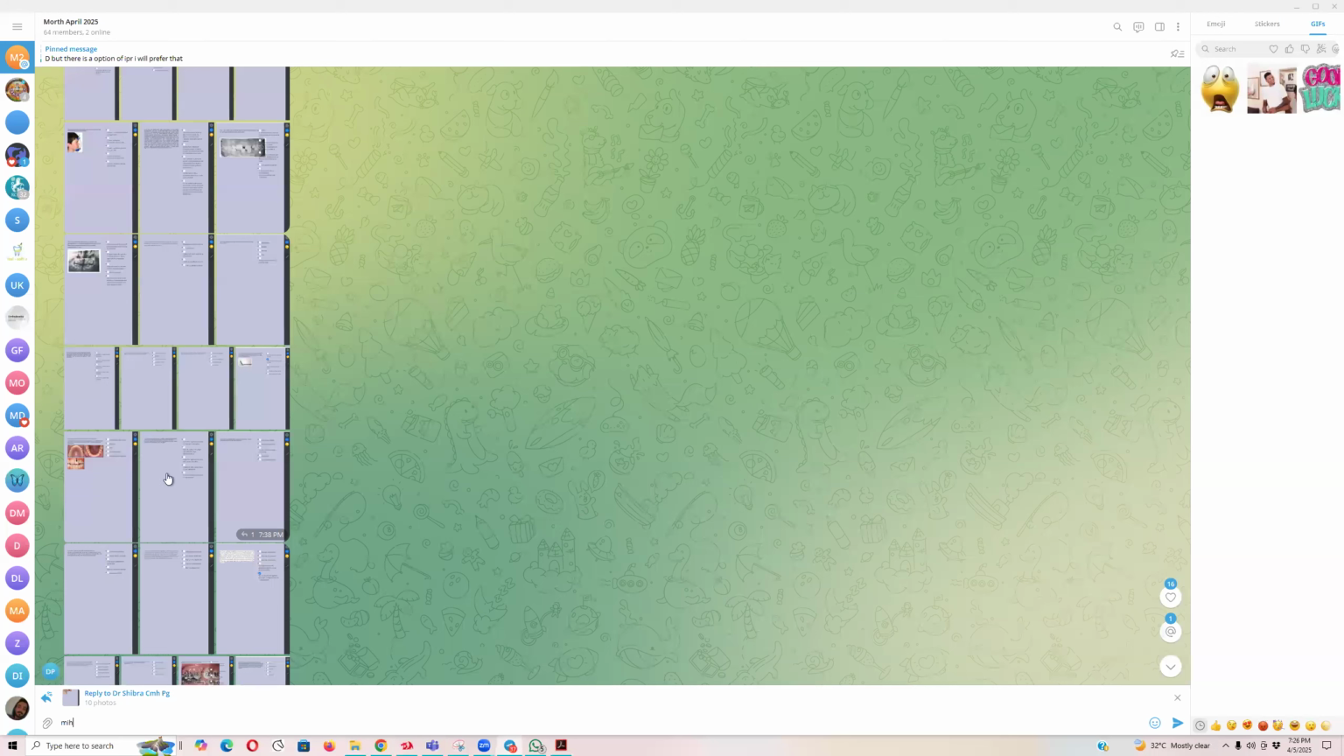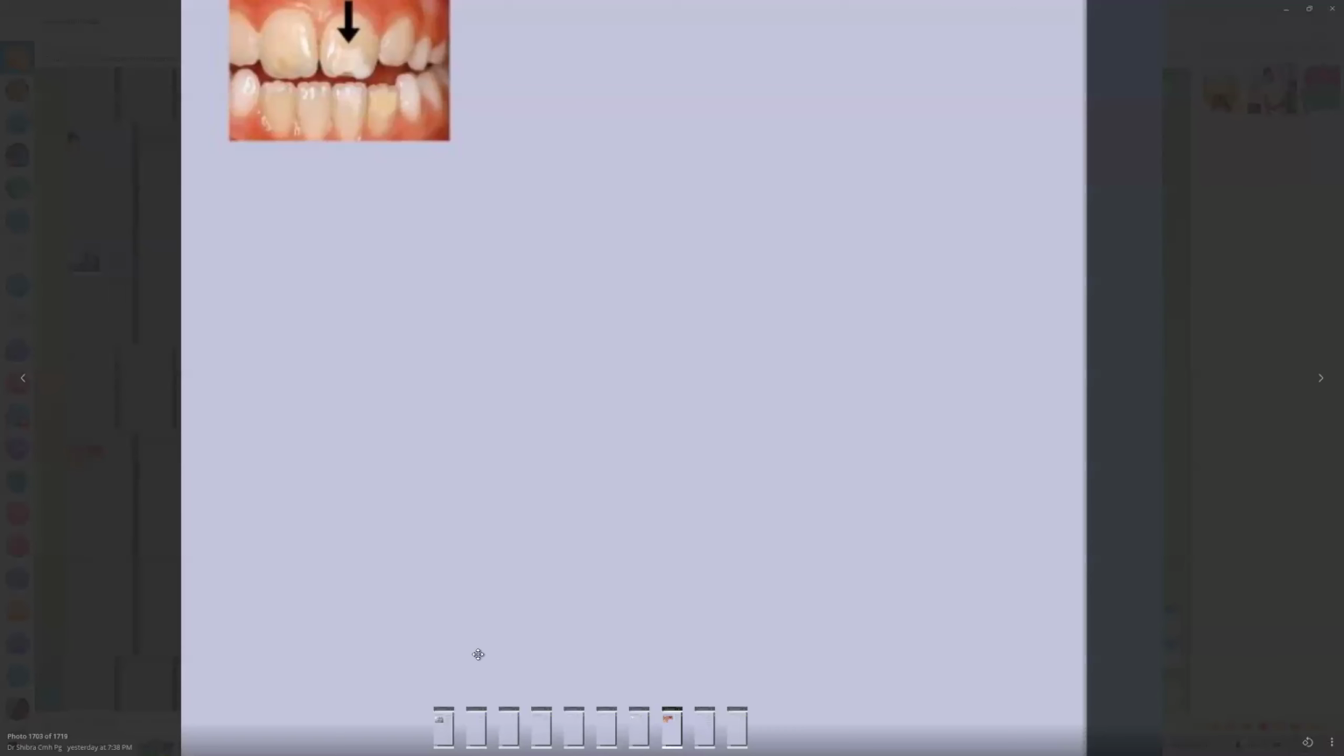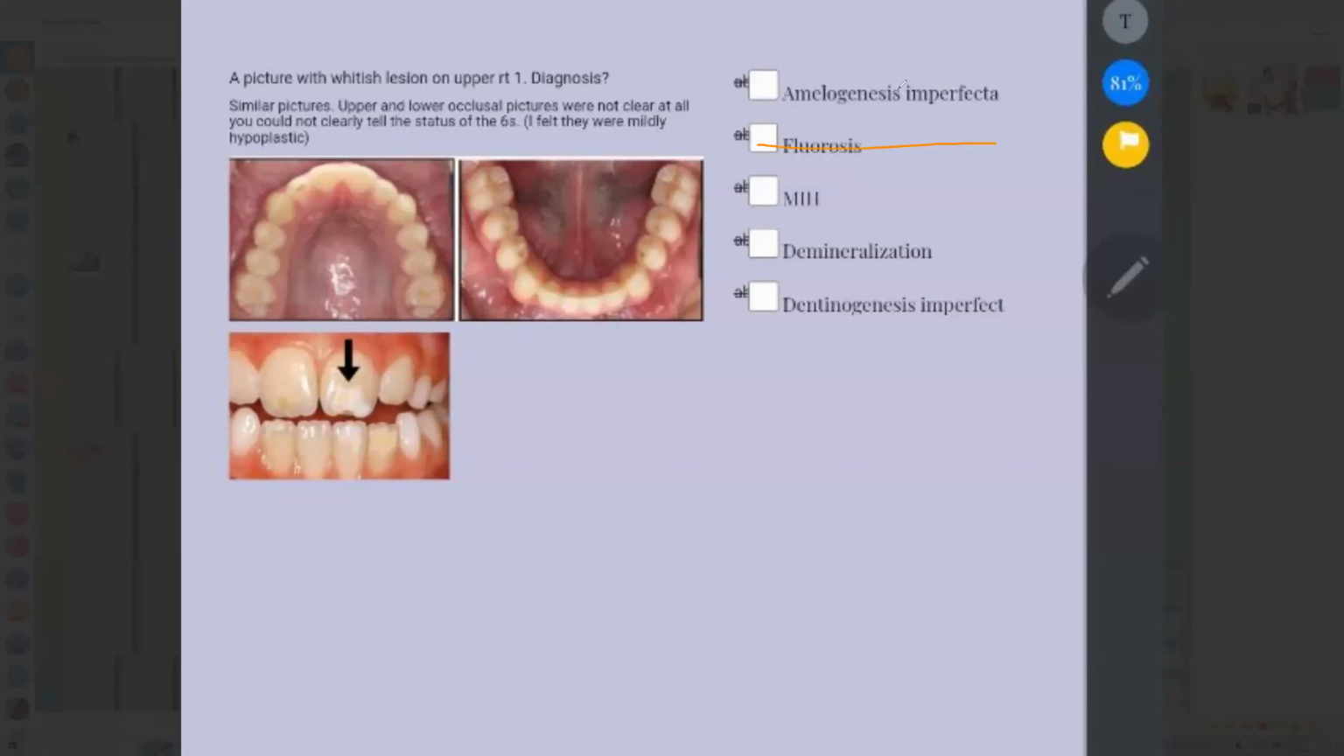Sir, if the molars are not hypoplastic, then it would be demineralization. Yeah, then it would be some demineralization. It cannot be fluorosis because other teeth are normal. It cannot be amelogenesis imperfecta because that is a generalized condition. So it can be demineralization. The enamel is there, so it cannot be dentinogenesis imperfecta. Then it can be option D. Right, sir.